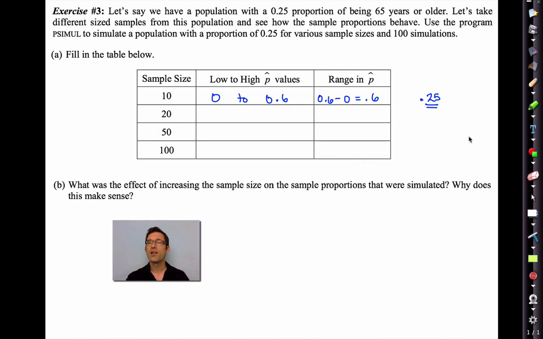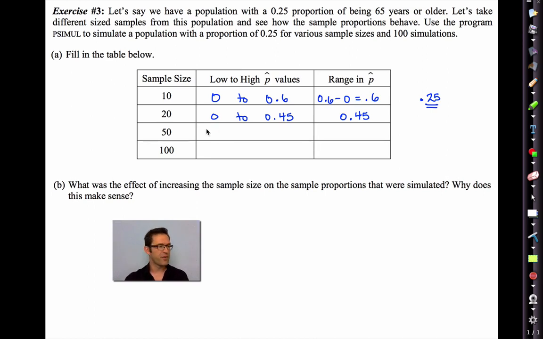All right. Now, what I also did was the 20, the 50, and the 100. When I did 20, I got 0 to 0.45, which means my range was 0.45. Now notice the range went down a little bit, because as soon as you're sampling 20 people, that's getting closer to the population.